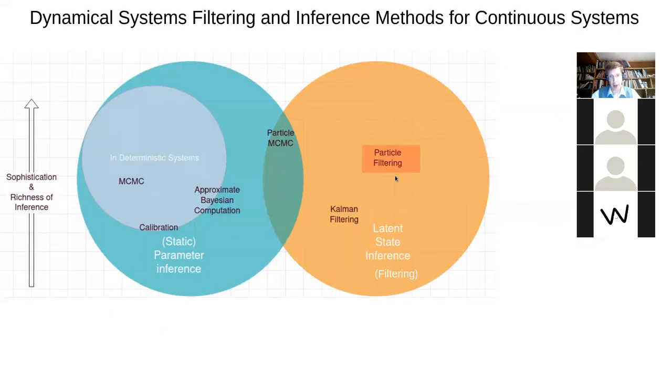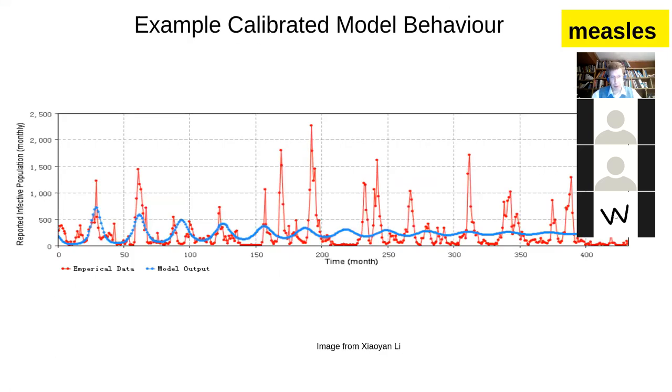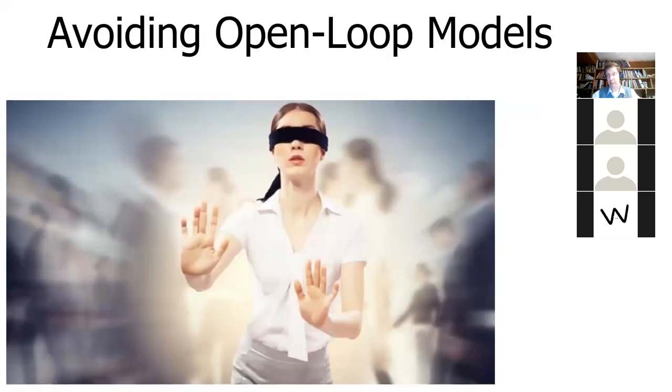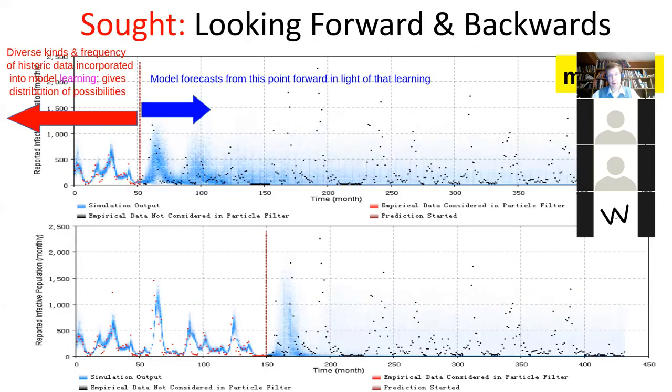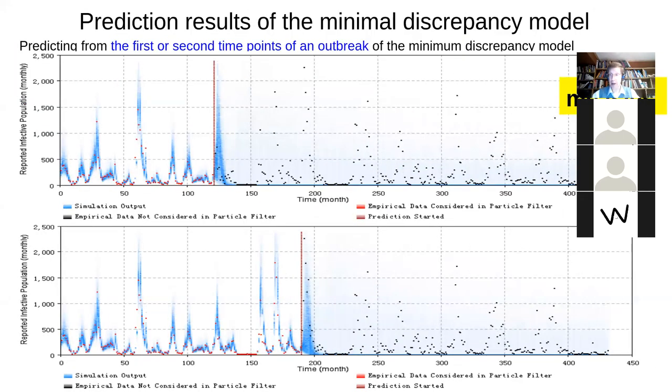And particle filtering is a particularly powerful way of pursuing this. Particle filtering moves beyond the limitations of calibration and calibrating parameters to arrive at models that can be frequently regrounded, and it moves beyond open loop models to models that are constantly updated with new data. We saw all this. In that sense, it's kind of like having a weather model that is constantly updated by new data.